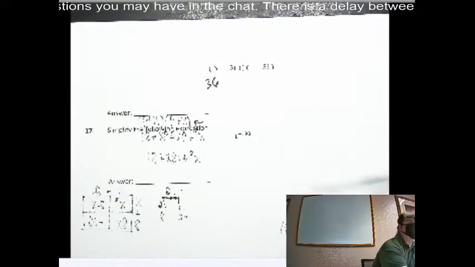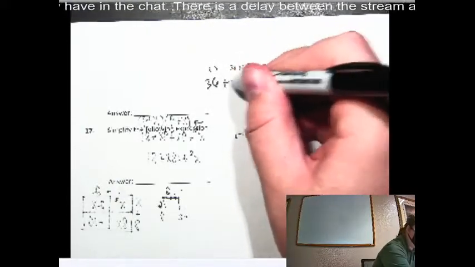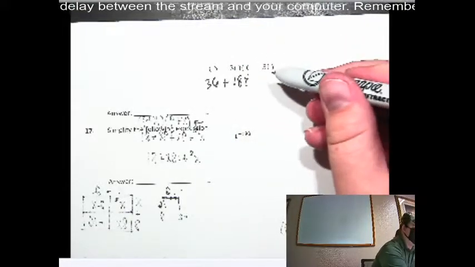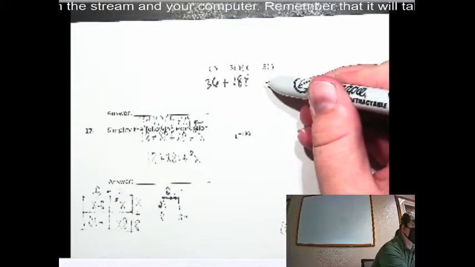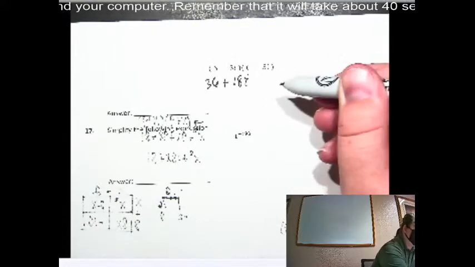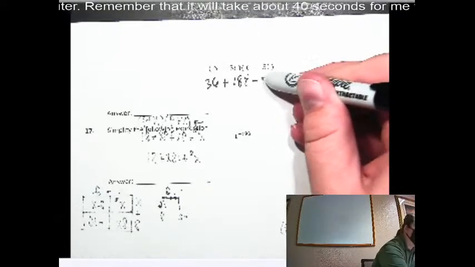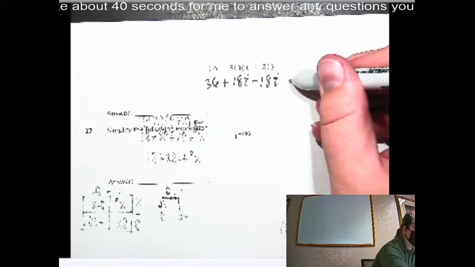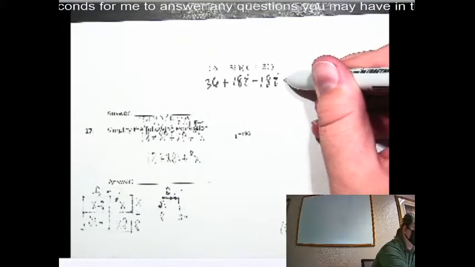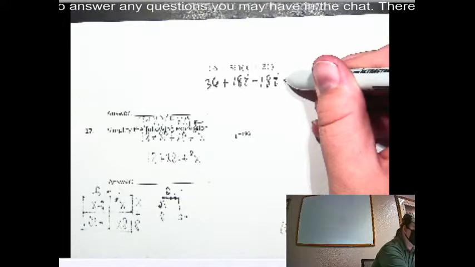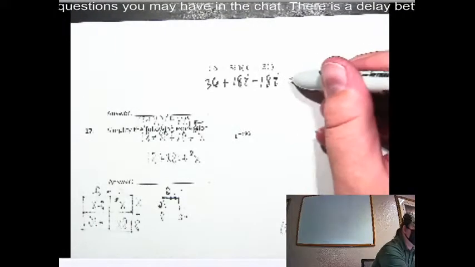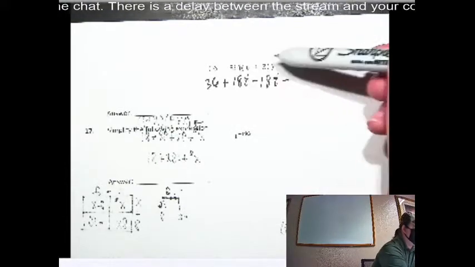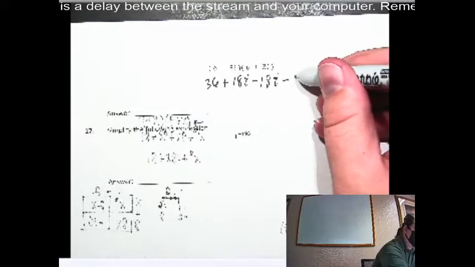Good. 6 times 3i is 18i. Next. Yes, good. Good catch. And last. Not 18. It is minus, but not 18. 9i squared. Yeah, there we go.